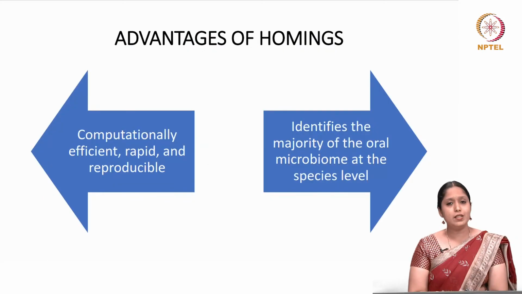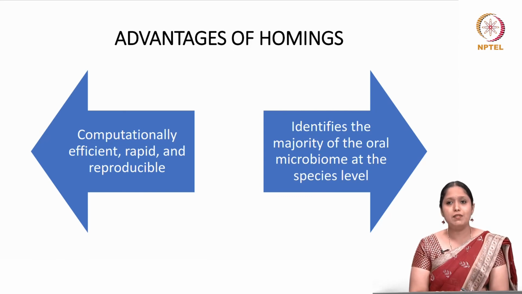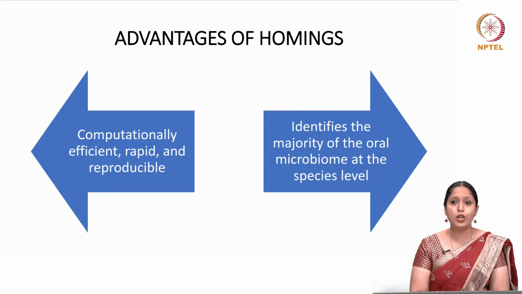So what are the advantages of HOMINGS? It is computationally efficient, rapid, as well as reproducible. Another advantage is that it identifies the majority of the oral microbiome at the species level.